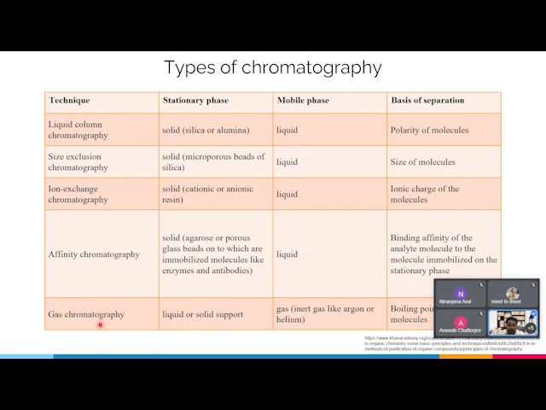And finally, we have gas chromatography, which separates depending on the boiling point difference between various molecules. So these are the major types of chromatographic techniques.